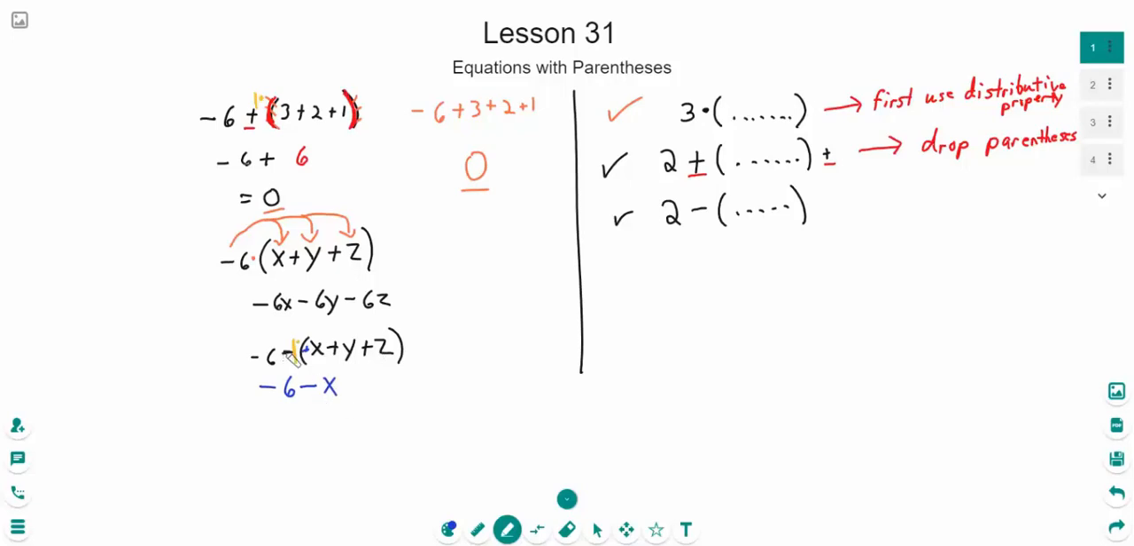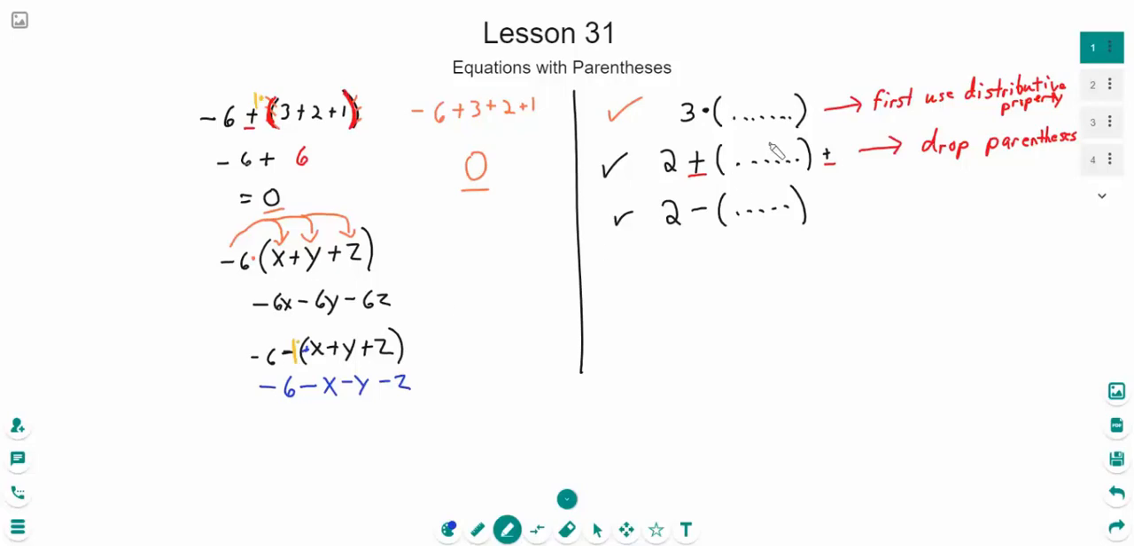I also did not write this negative sign again because I'm using it to change all these, and I use the signs that I get with these terms. I kind of eliminate this negative here as well. So this becomes a negative x, and this positive y becomes a negative y. This positive z becomes a negative z. Okay, now my parentheses are gone. All right, so that is how I can eliminate the parentheses if it's a negative sign.